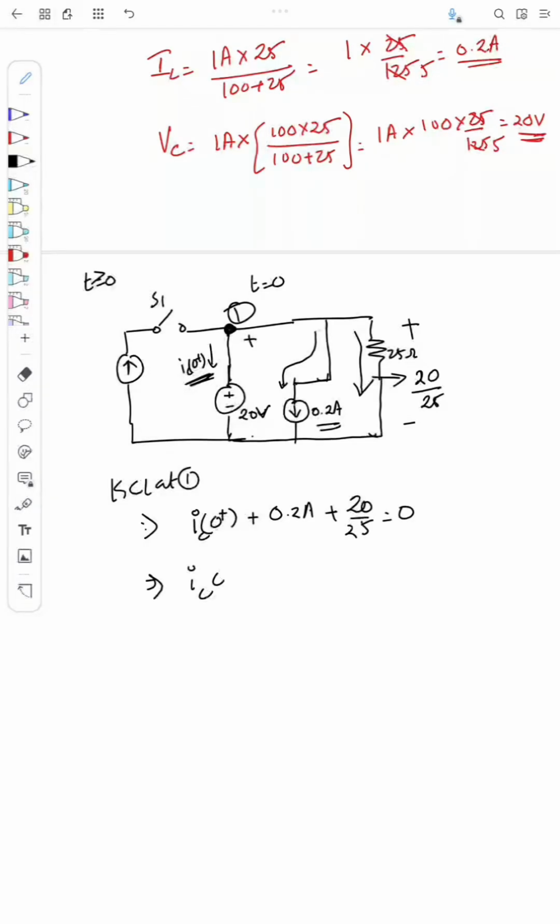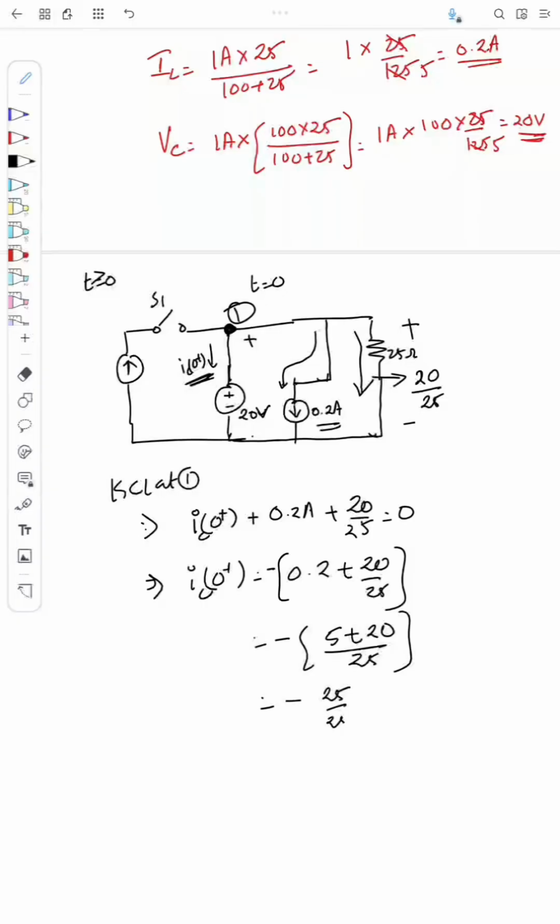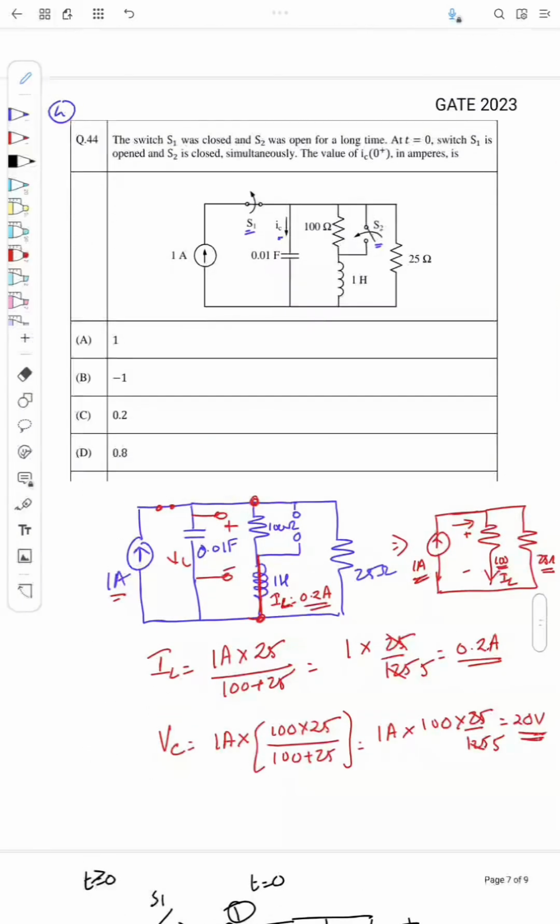So what is IC0 plus? This will be equal to minus of 0.2 plus 20 by 25, right? So minus of 25 into 0.2 is 5, plus 20 by 25, so it is equal to minus 25 by 25, or equal to minus 1 ampere. So IC0 plus is minus 1 ampere. So answer is B.